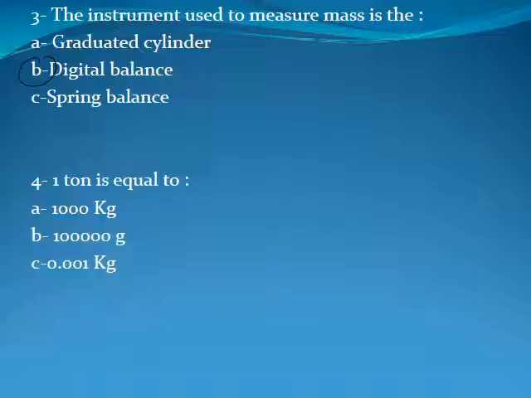Okay? 4. Abbas. 1 ton is equal to 1000 kilogram, 10,000 gram, or 0.001 kilogram. From ton to kilogram, do we multiply or divide? Multiply by how much? 1,000. So 1 times 1,000 equals 1,000 kilograms. So the correct one is which letter? A. This is the correct answer.